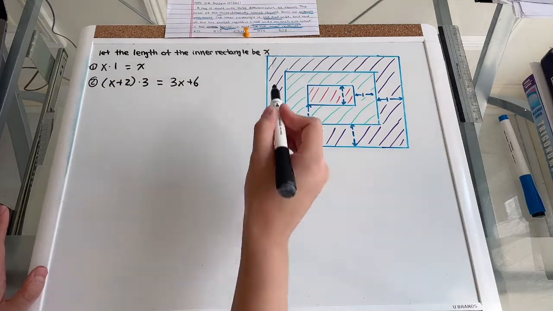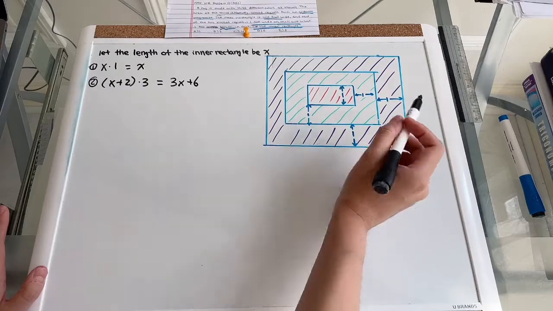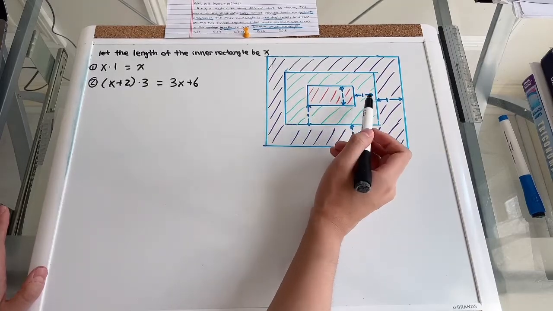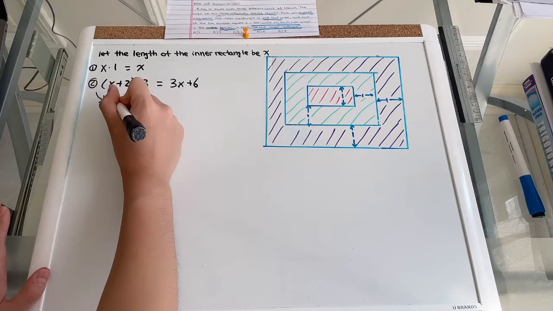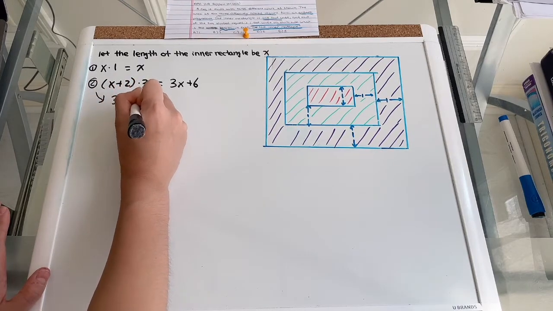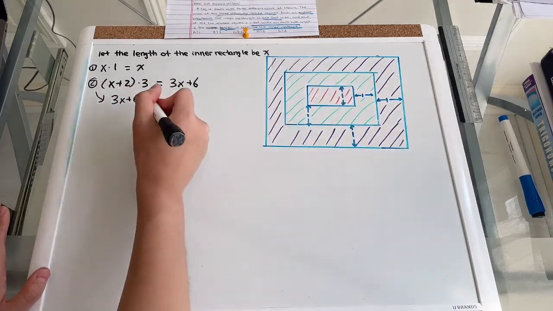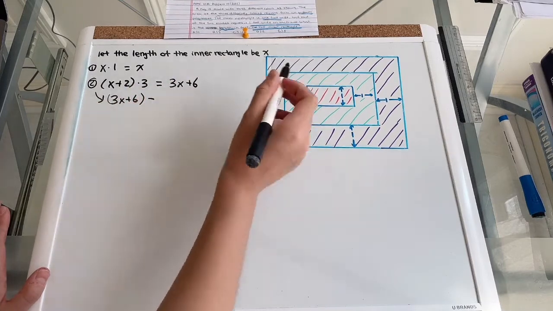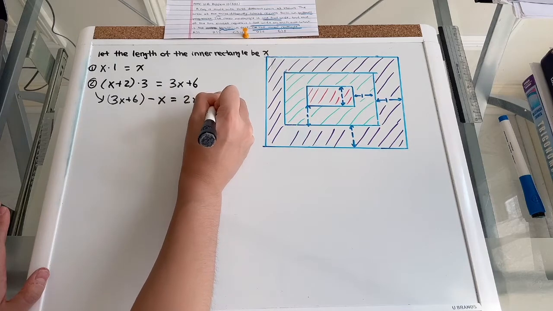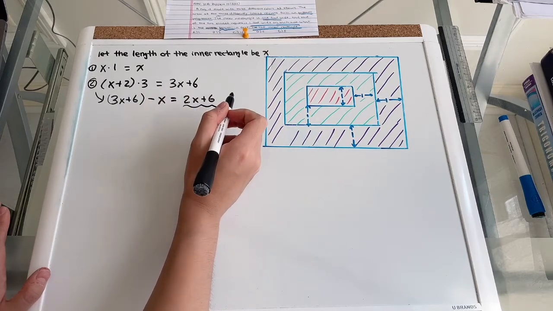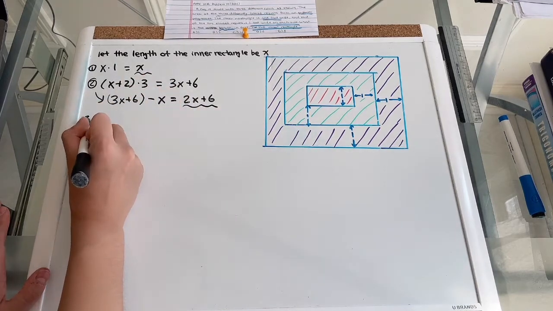Well, this is the area of the whole rectangle. To find the area of the shaded region, we have to subtract the red area. So the area of the second shaded region would be 3x plus 6, which is the area of this second rectangle, and then you subtract the area of the inner rectangle, and then we get 2x plus 6. This is the area of the second shaded region. This is the first, so let's find the third.